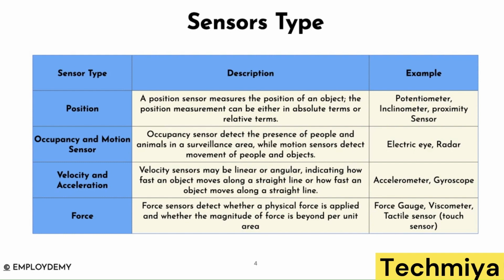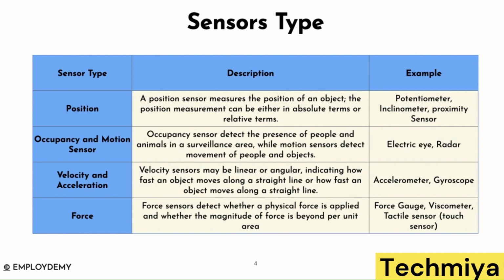Coming to occupancy and motion sensors. A motion sensor is used to detect people and detect motion in a surveillance area. You can use an electric eye or radar. So these are the sensors you should be looking for if you are detecting motion.